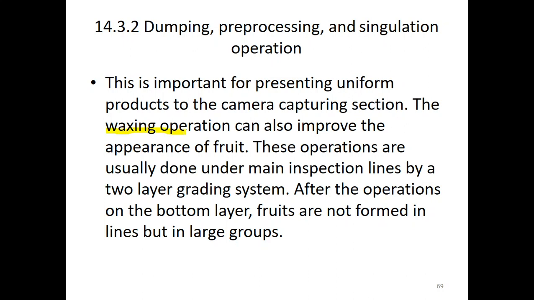The waxing operation can also improve the appearance of the fruit, and these operations are usually done on the main inspection line by a two-layer grading system. After the operation, on the bottom layer, fruit are not formed in a line but in a larger group.